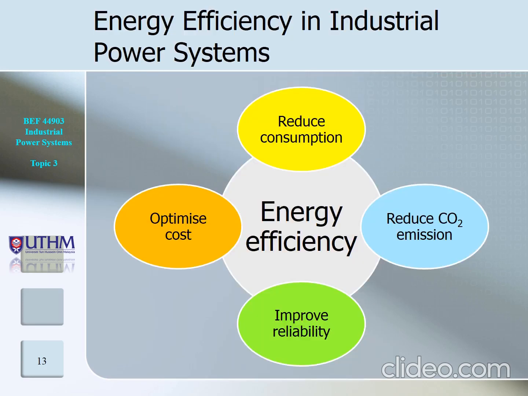Next we go to the subtopic energy efficiency in industrial power systems. Energy efficiency here is used to reduce consumption, reduce carbon dioxide emission, improve the reliability of the power system, and lastly, optimize the cost of operation.